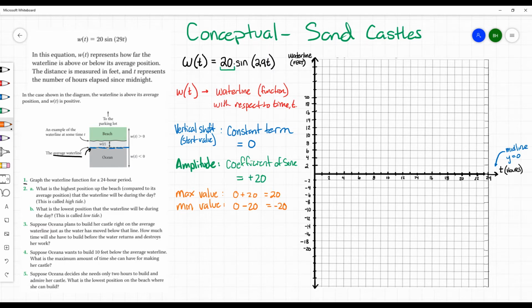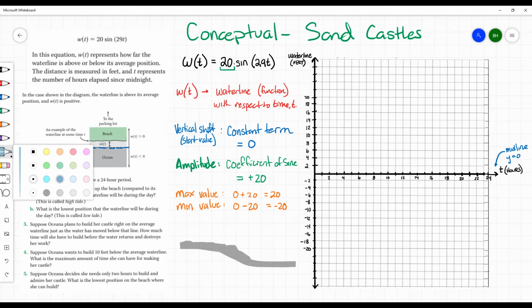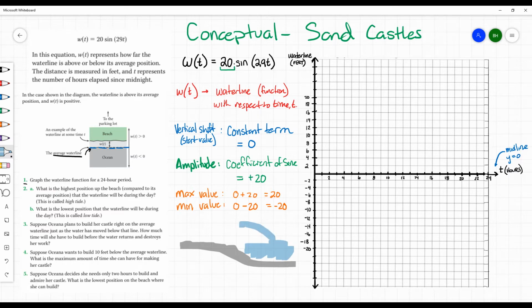If you're having trouble visualizing what's going on, you may recall that you have the beach that everybody is on, and then you have your water levels with the waves and the water flowing in.